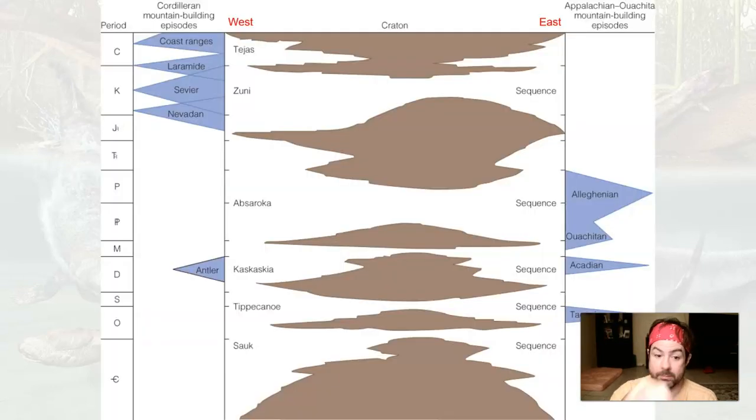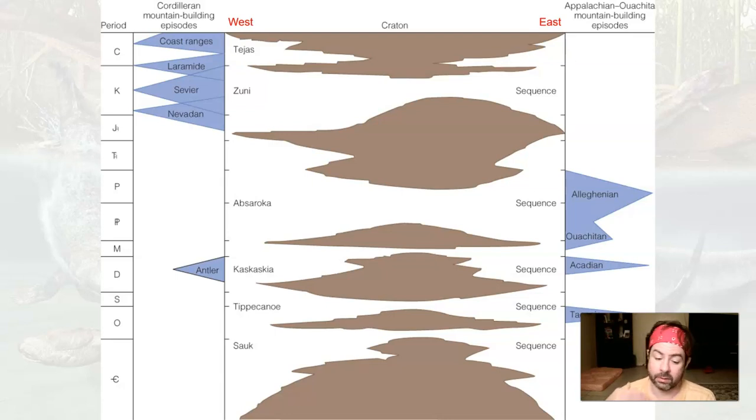If you recall, this is what I'm talking about. We talked about the Sauk and Tippecanoe, Kaskaskia, and Absaroka sequences, and then the Appalachian orogenic events. Even though there are these sequences, we have the Zuni sequence that spans the Jurassic and Cretaceous, and then even in the Cenozoic we have the Tejas sequence, but again, they just weren't as widespread. They didn't have as big of an impact. They had some impact, but not as big as what we saw in the Paleozoic.